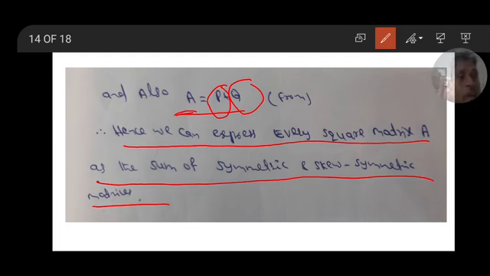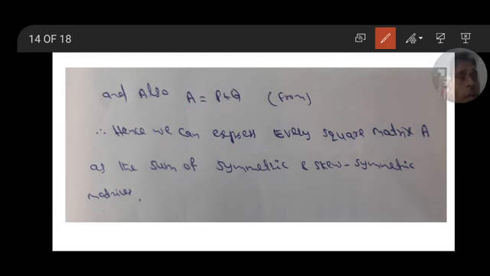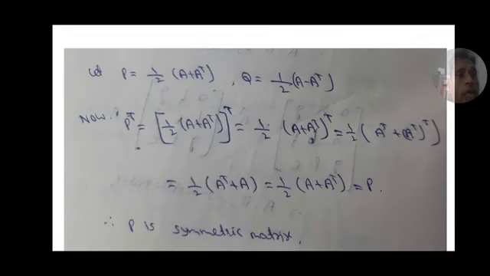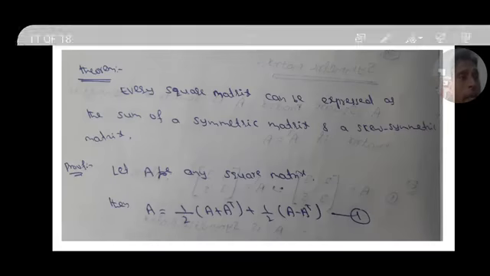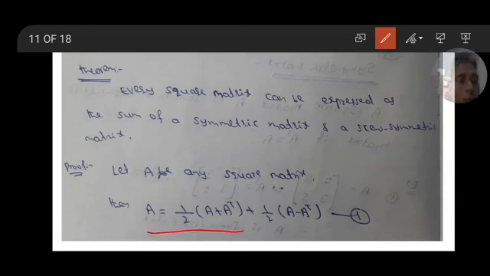And here we took A equal to, A is any square matrix, and A equal to 1 by 2 into (A plus A transpose) plus 1 by 2 into (A minus A transpose). Sum of two quantities.